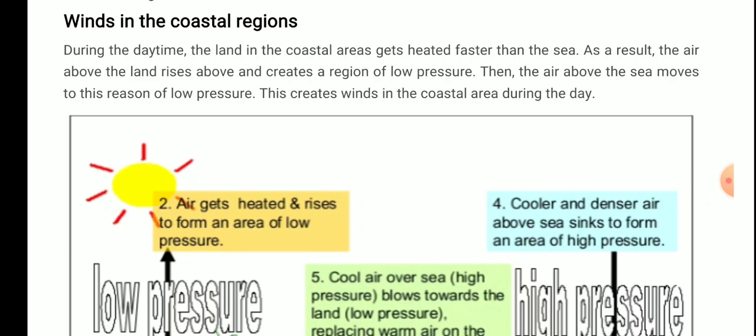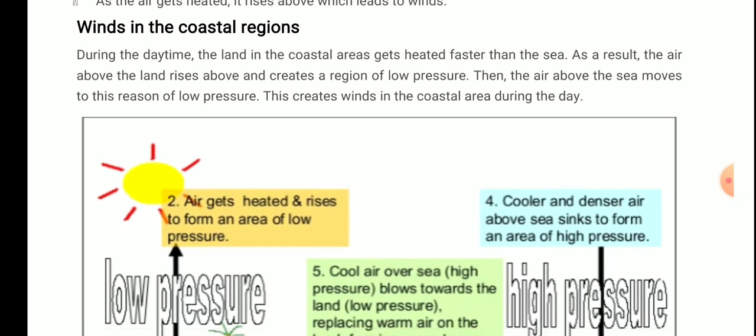Then we were discussing wind. What is wind? I told you that wind is the flow of air. The important thing is that it flows from high pressure to low pressure, and that flow of air, students, is known as wind. We discussed yesterday also the sea breeze and the land breeze. Let's quickly go through it, because it was an important topic.